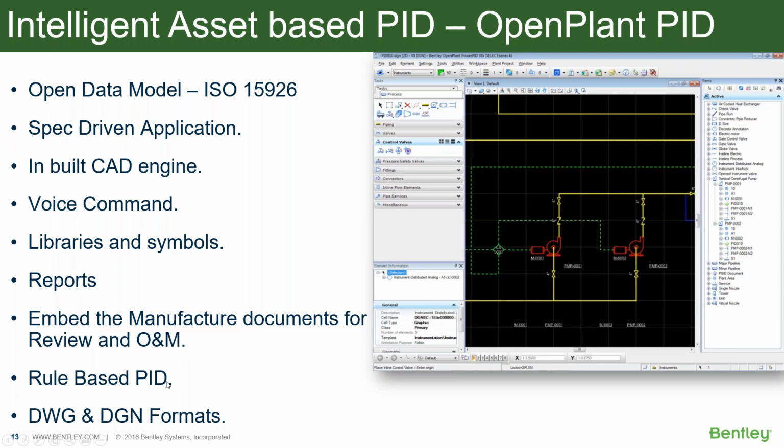And it's a rule-based system. It can accept two file formats, which are DWG and DGN file formats. So you don't need a separate application to generate the DWG files, where OpenPlant is capable of handling those DWG and producing the DWG P&ID drawings.